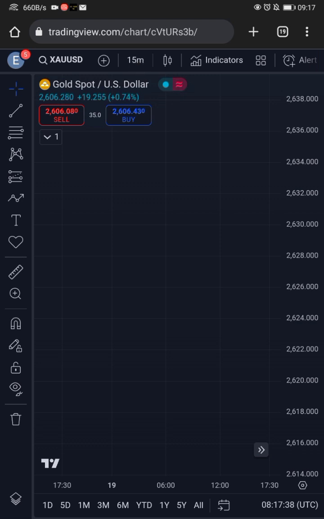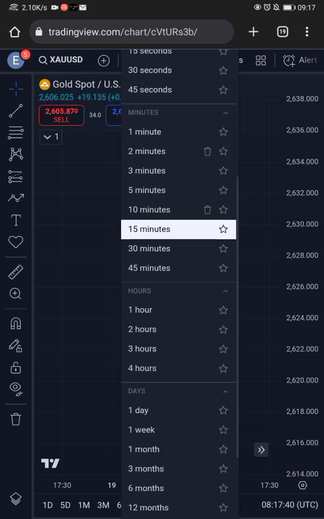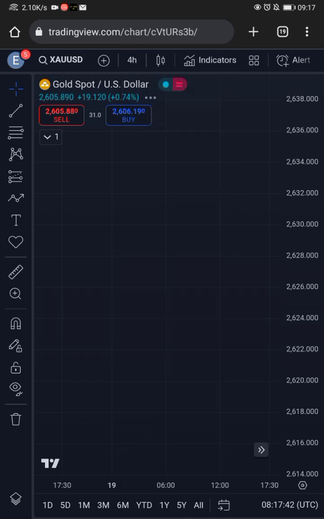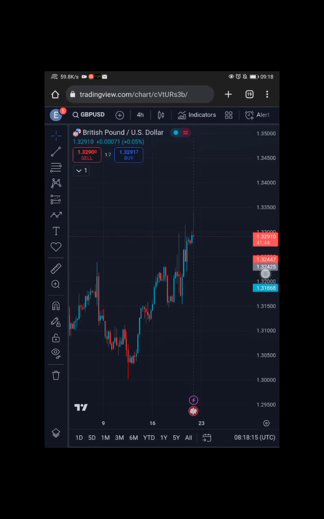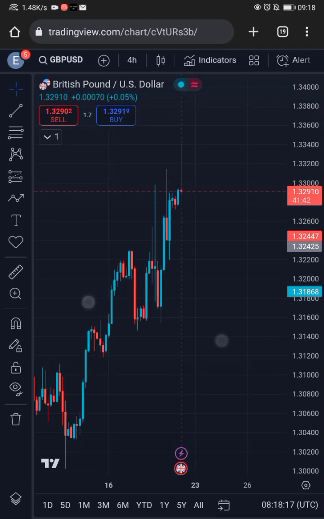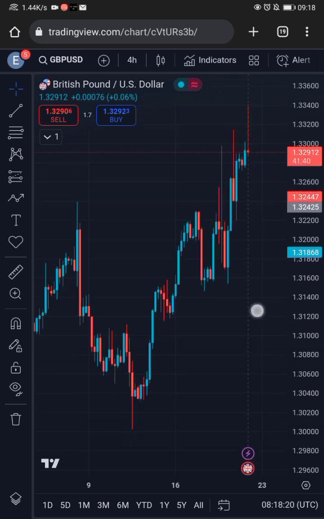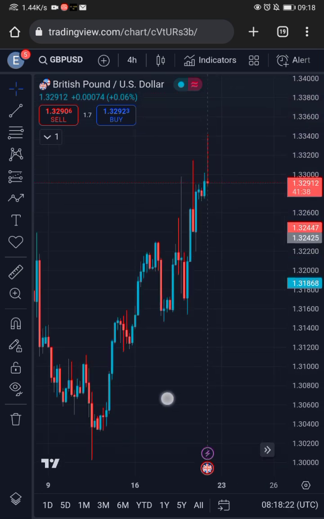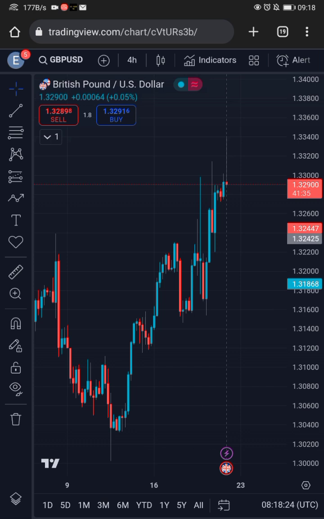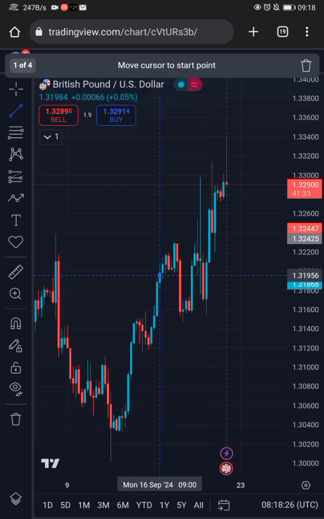I'm going to be using H4 for this. So I'm on my H4 right now. This is GBP USD here on H4. On this pair, we can see something like this.